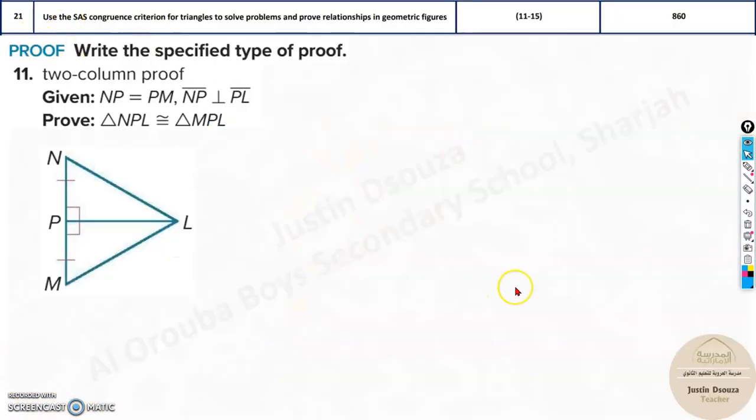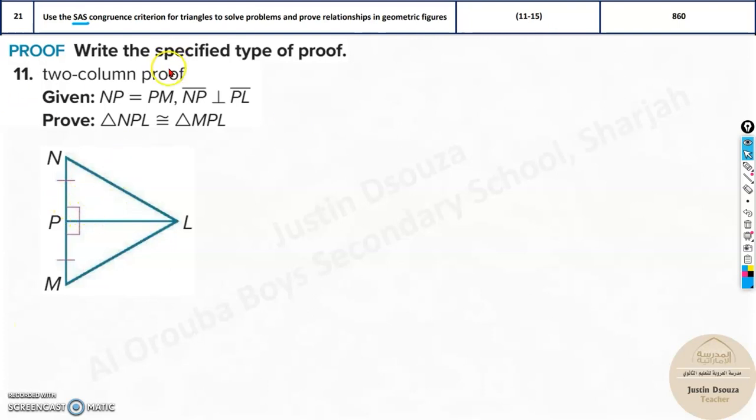Now we will move to the 21st topic. Write the specified type of proof. 2-column proof. Given NP. See over here, they have given that NP is equal to PM. NP and PL are perpendicular. It's 90 degrees. If it's perpendicular, this is the sign, it's 90 degrees. We need to prove these triangles congruent. And look over here, they have mentioned the SAS postulate. That means side, angle, side.